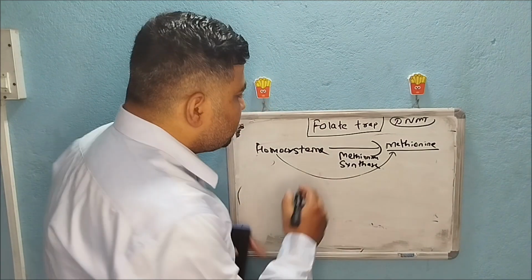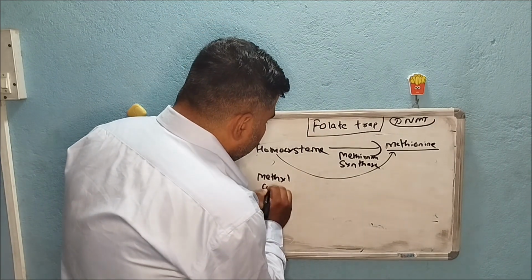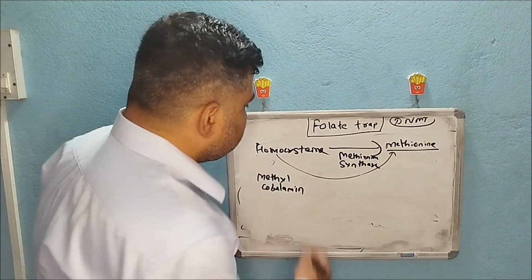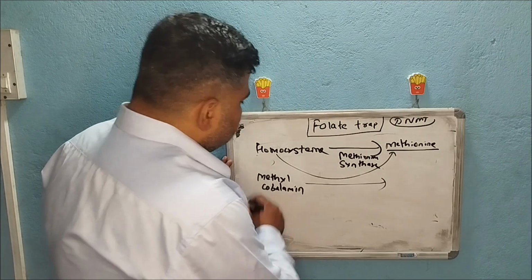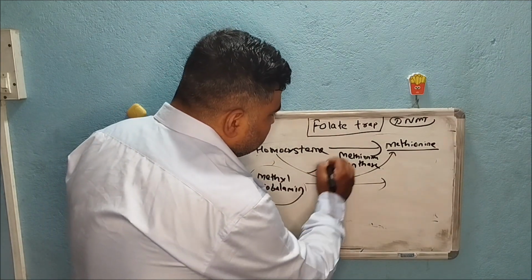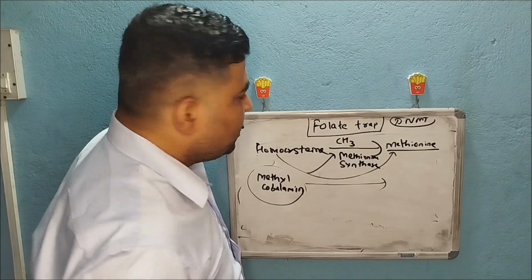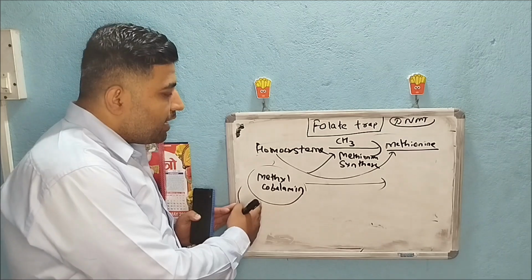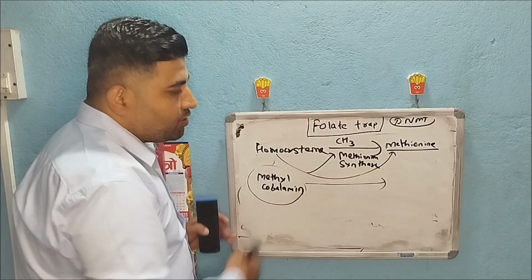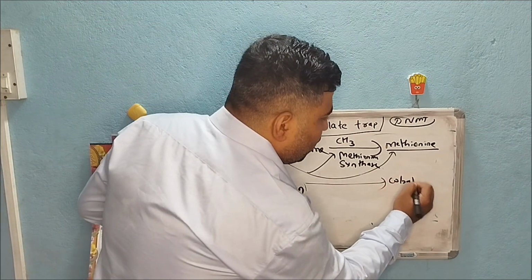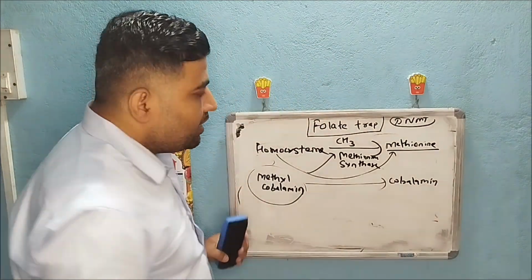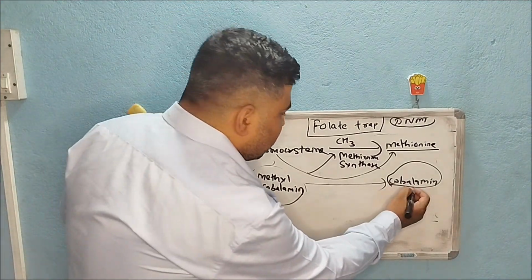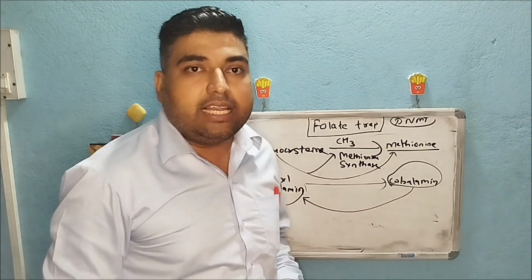This methionine synthase uses methylcobalamin, which is the active form of vitamin B12, as a coenzyme. During this reaction, methylcobalamin donates its methyl group to homocysteine, which gets converted into methionine. But after donating its methyl group, methylcobalamin is converted into cobalamin. This cobalamin is a useless compound in the body, so it again needs to be converted into methylcobalamin.